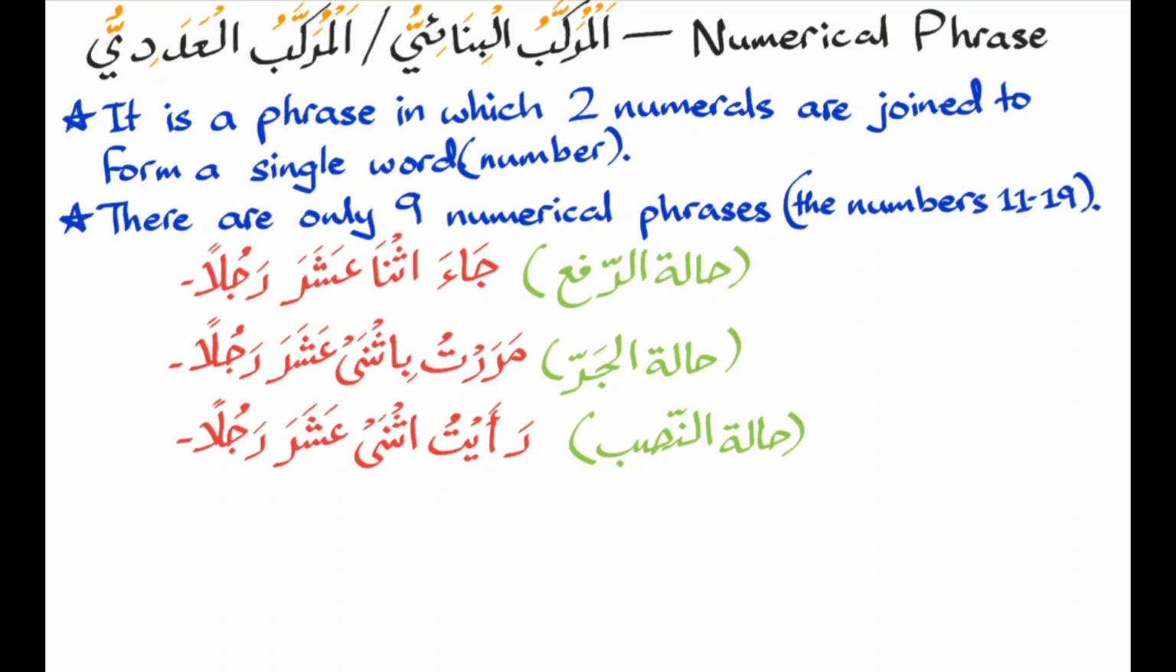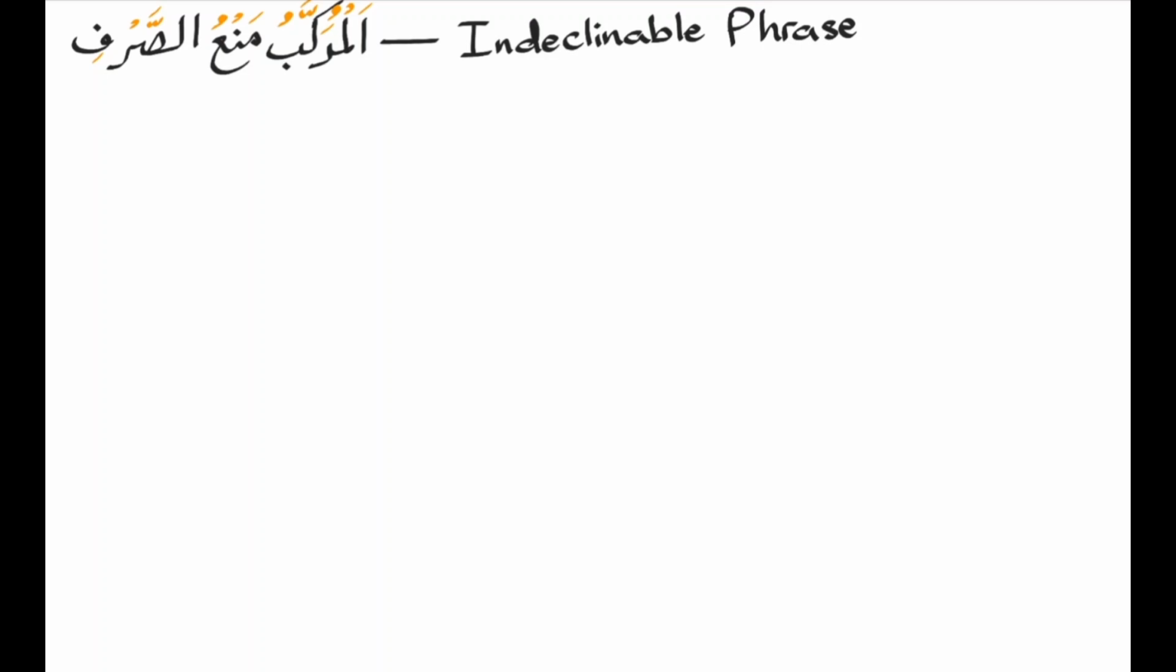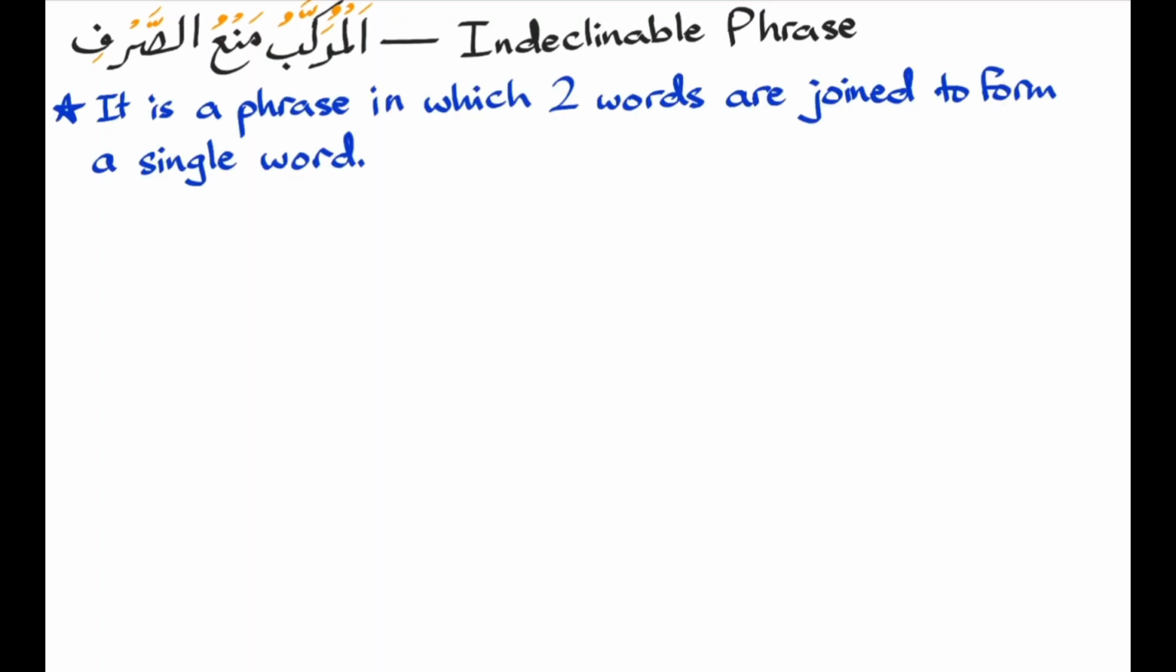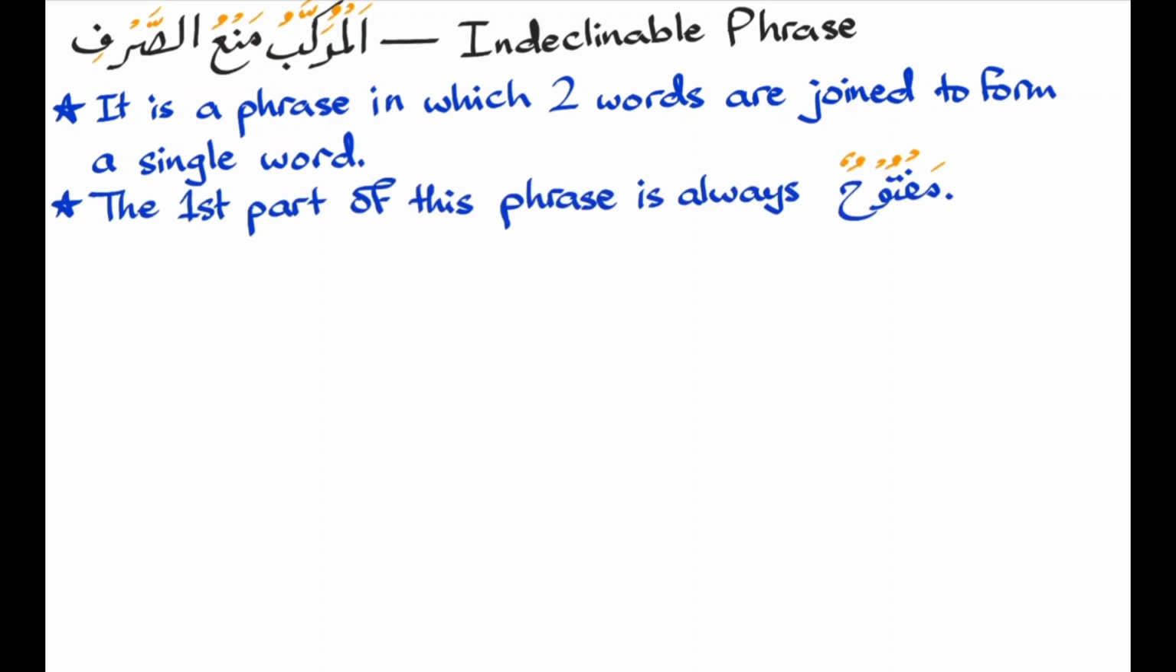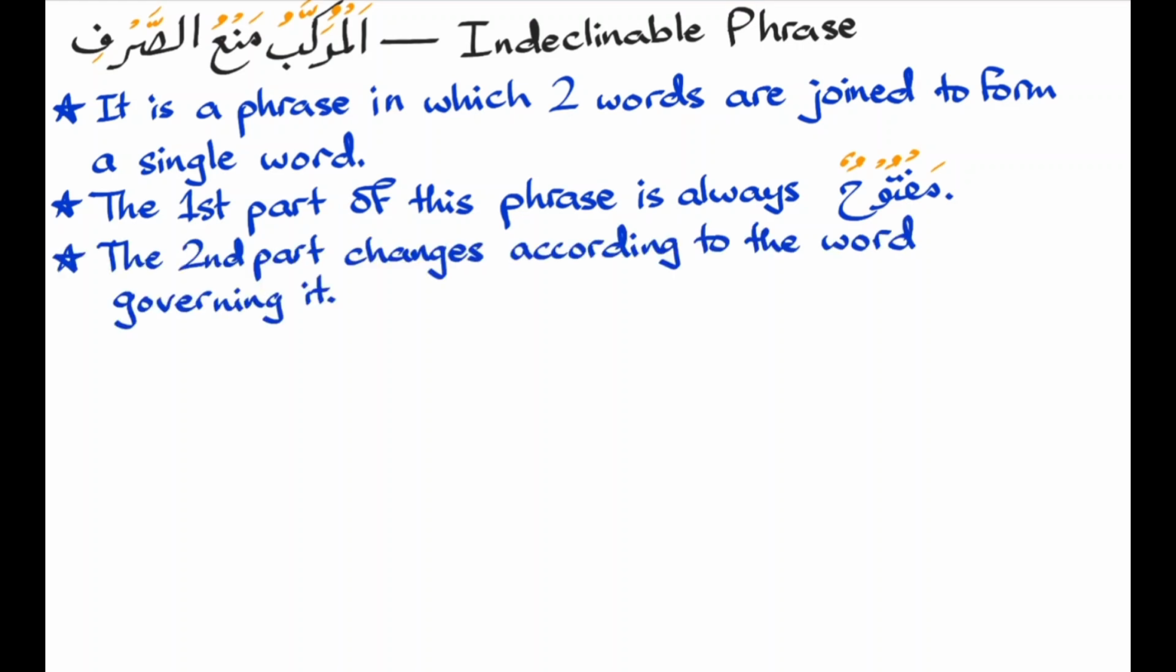Now we jump on to the final al-murakkab al-naqis, which is al-murakkab man'u al-sarf. Al-murakkab man'u al-sarf means indeclinable phrase. Al-murakkab man'u al-sarf is a phrase in which two words are joined together to form a single word. The first part of this phrase is always maftuh, meaning it always gets a fatha. And the second part of the phrase, its i'rab changes according to the word governing it.